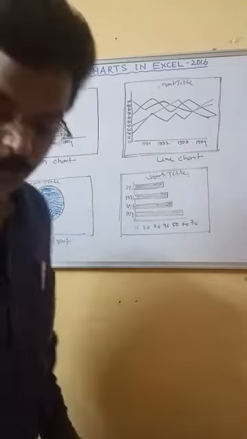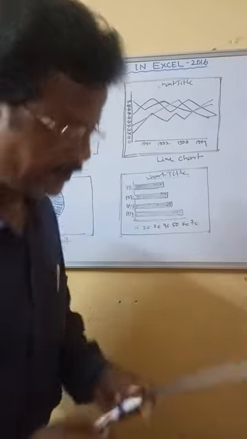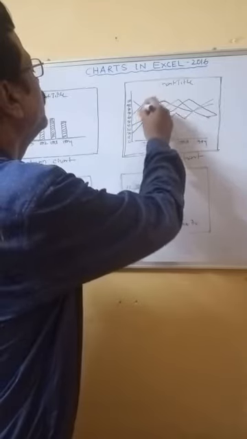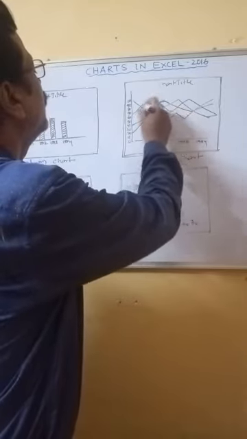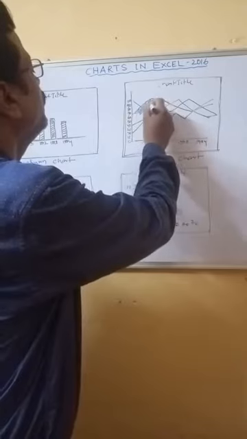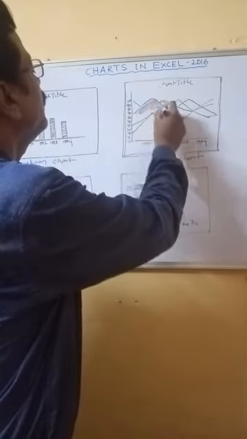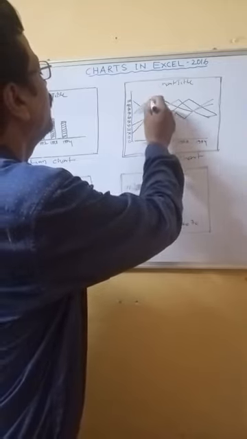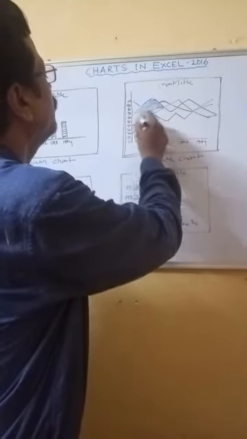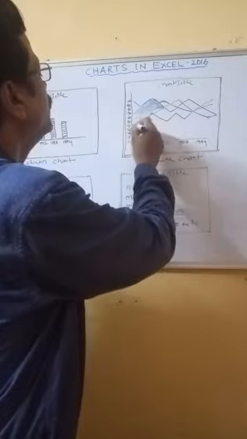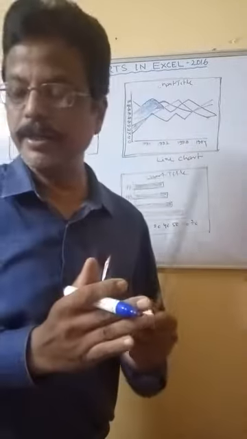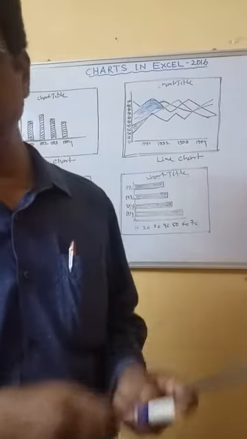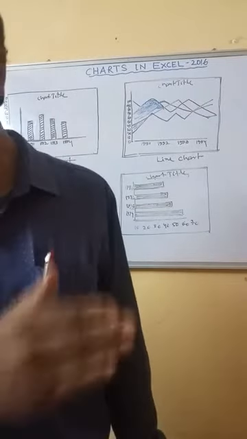So if we cover this, it is to be colored. And if you are coloring, it will become like this. Different colors will be used. Here up to here one color, thereafter up to here another color, here one more color. So if you color it, it will become the area chart. So it is another version of your line chart.